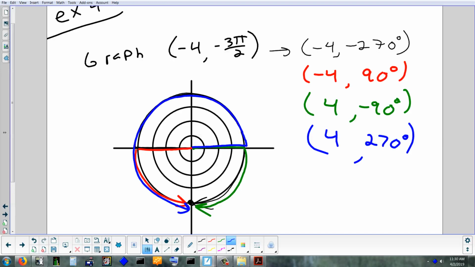counterclockwise. So what I'm trying to show you there is when you want to graph or you're given a point in polar and they ask how do you get here, there's always 4 ways. You can have a positive or negative radius and a positive or negative angle.